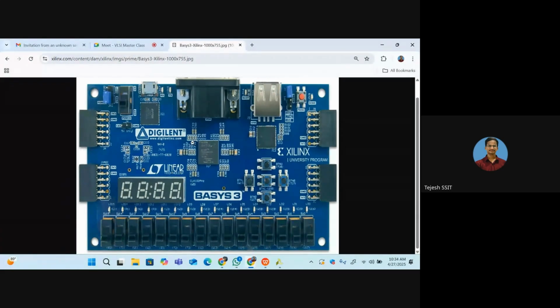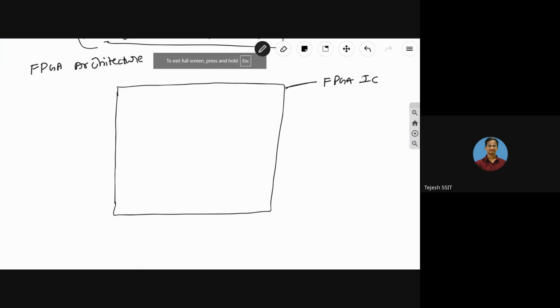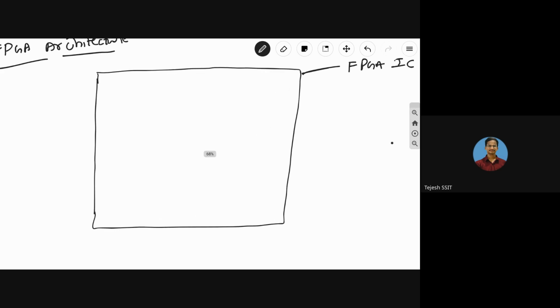Don't worry, I will re-explain it. We are coming to the FPGA. I will re-explain it. But I am drawing this central architecture, this internal architecture, not the overall architecture. So coming to this one, here I am drawing the FPGA central architecture.